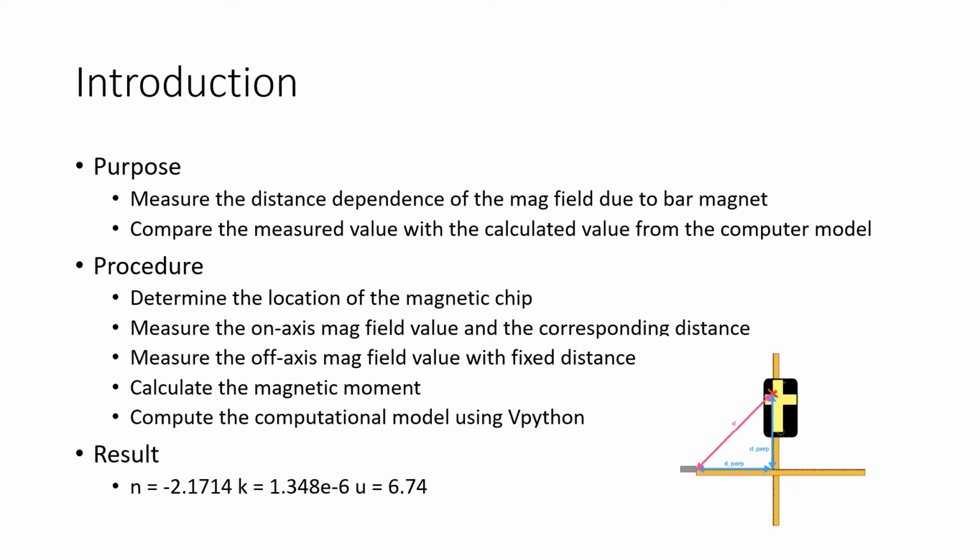software we used. So a brief overview, the result is n equals minus 2.1714, and the K, which is the magnetic field constant, equals 1.348 times 10 to the negative 6, and then the magnetic moment is 6.74.